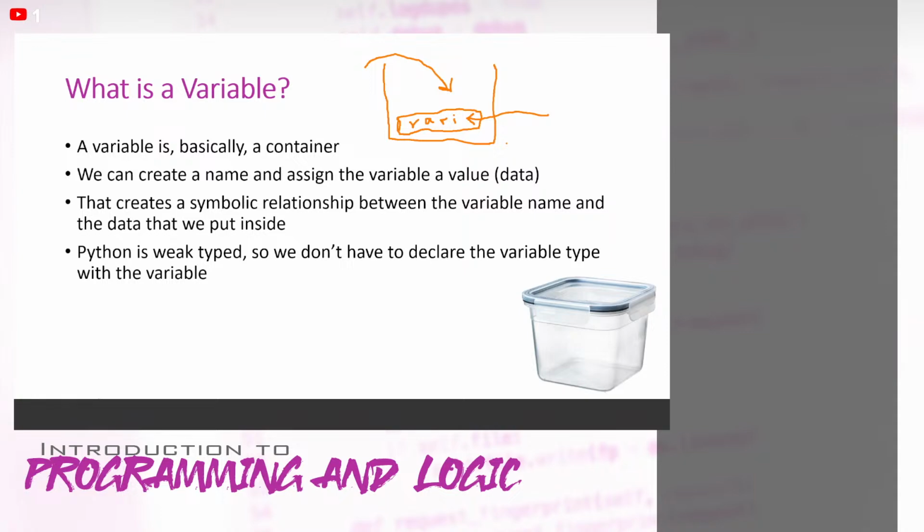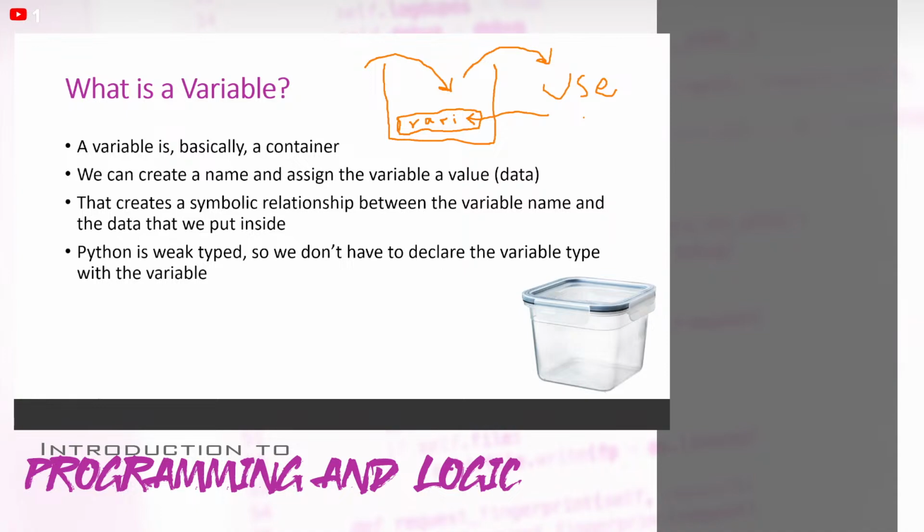So I can put data into one of these containers, and that's a reserved location in memory that has a name on it. And then when I make reference to the name of that reserved location in memory, I can take that data out and I can use that data.